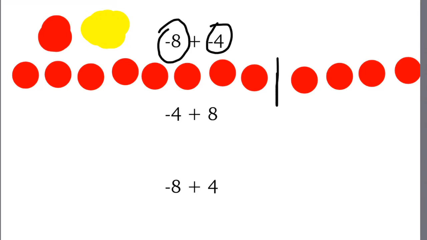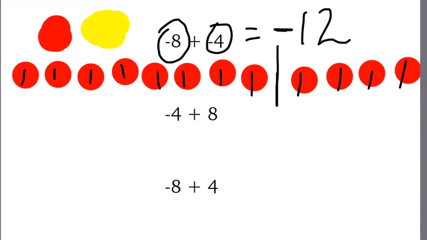So you can see my first group of -8 matches my first number, and my second group of -4 matches my second number. I have all red counters, so I can just count those counters, and that's my final answer. I don't have red and yellow. When you have both red and yellow, that's when it gets a little bit more complicated. So all of my counters are red, which means my final answer is negative. And I have 1, 2, 3, 4, 5, 6, 7, 8, 9, 10, 11, 12. So I have 12 negatives. So my answer to the first problem is -12.